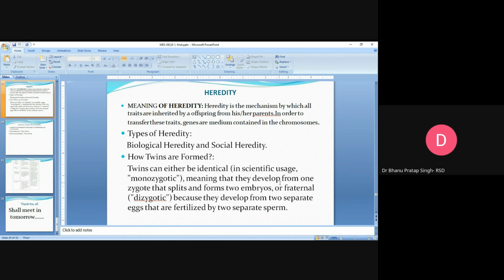Twins can be identical, in some scientific usage called monozygotic, meaning they develop from one zygote that splits and forms two embryos, or fraternal, dizygotic, because they develop from two separate eggs that are fertilized by two separate sperms. So this is how twins form, and it comes under heredity.